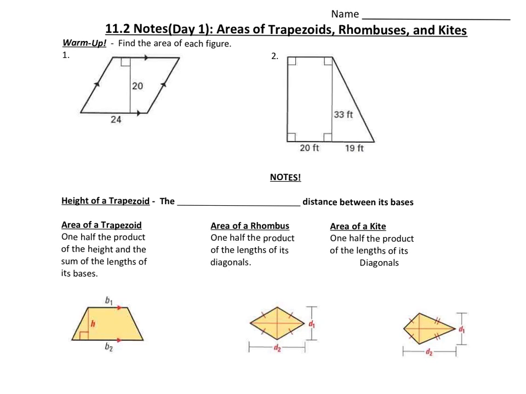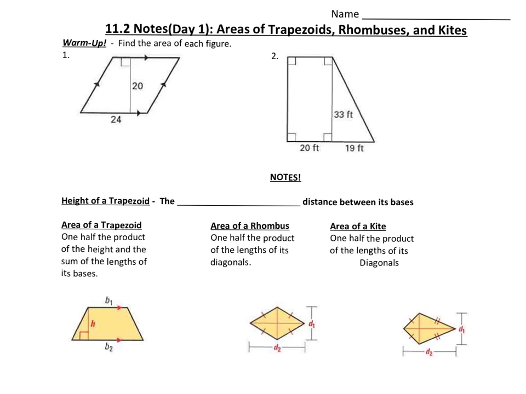Today we are going to look at the areas of 3 different shapes. So we are going to look at the areas of your trapezoids, of your rhombuses, and also of your kites. To start off, what is the height of a trapezoid?